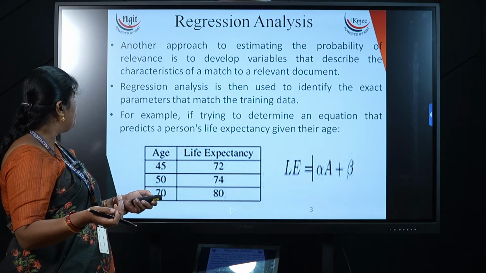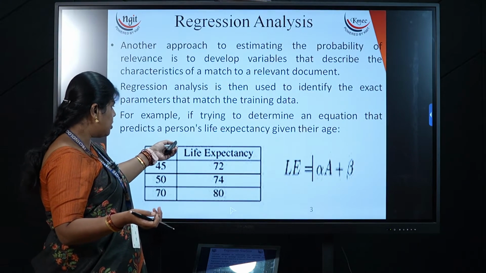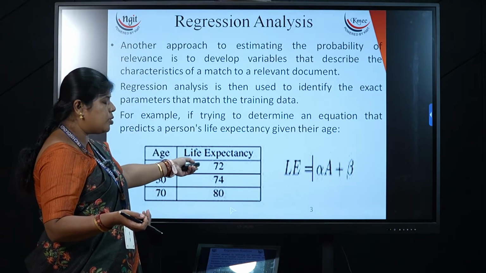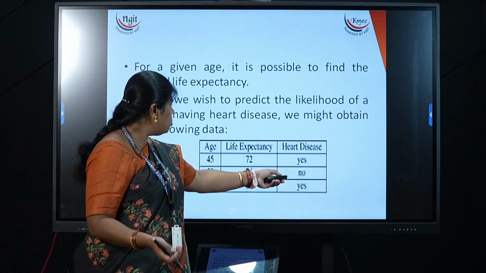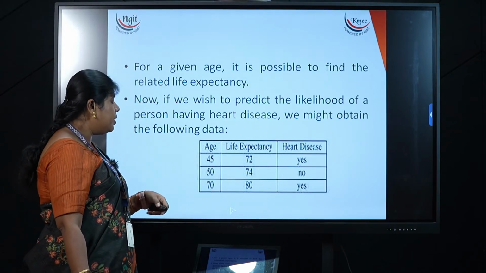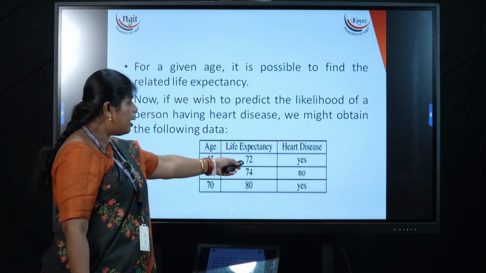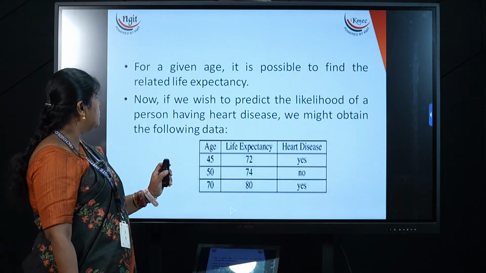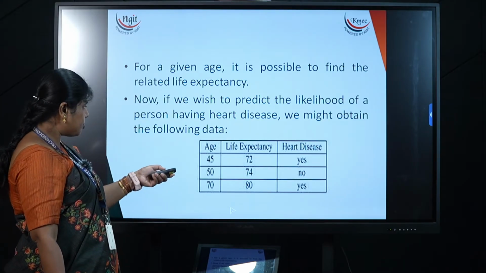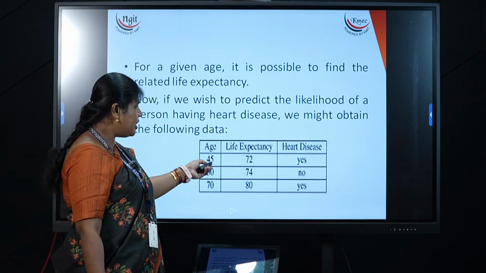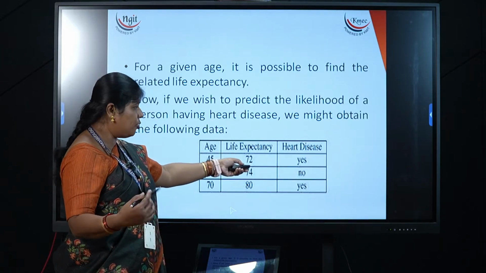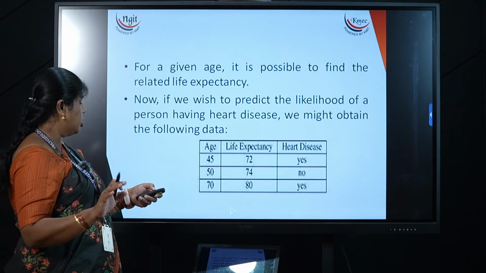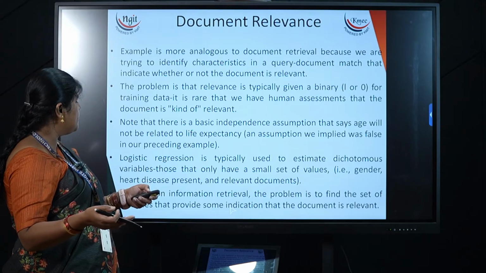So regression analysis is trying to identify whether your parameters are matching with the training data or not. For example, as I told you, in this table we are trying to find out a person's life expectancy based on the age, but for that purpose I need the two constants, alpha and beta. Apart from life expectancy, I am trying to find out whether there is a probability that a person will get heart disease or not. So with this data, based on his age and life expectancy, I am trying to find out whether he will get heart disease or not. So this is the basic regression, but how am I going to use it in document relevance?